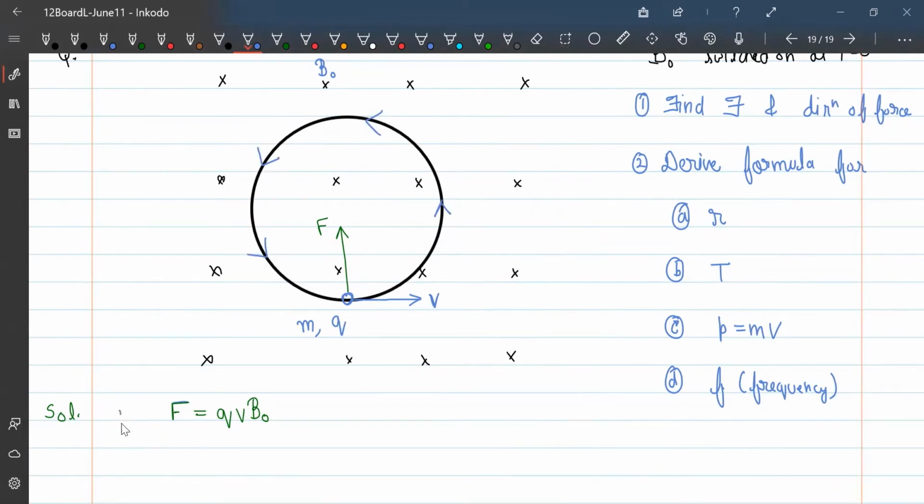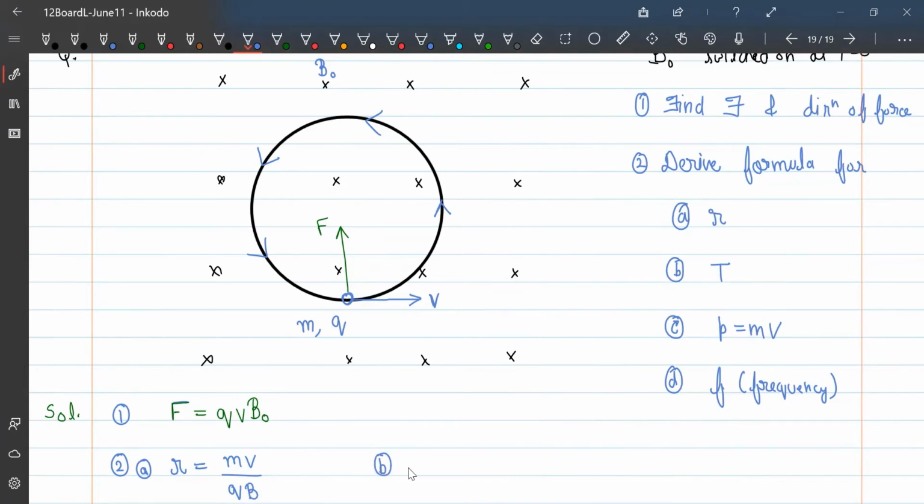Nupur, tell me the value of radius. Sir, mv sin theta by qB. Theta is 90 degrees because the angle between velocity and the magnetic field is 90 degrees, so sin theta is 1. So r is mv by qB. Yes.